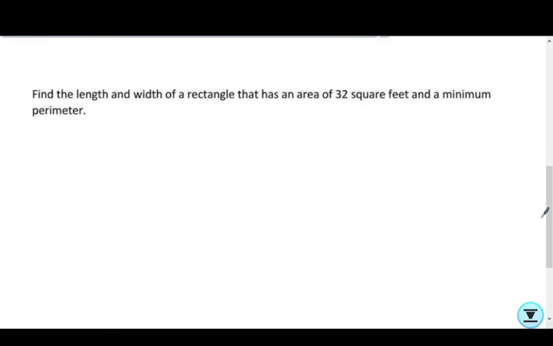Now, find the length and width of a rectangle that has an area of 32 feet and a minimum perimeter. I always say the best thing to do is if you can draw a picture, draw a picture. So what are we trying to maximize or optimize? This time we're trying to find a minimum perimeter. We need a 32 square foot area, but we're minimizing the perimeter.